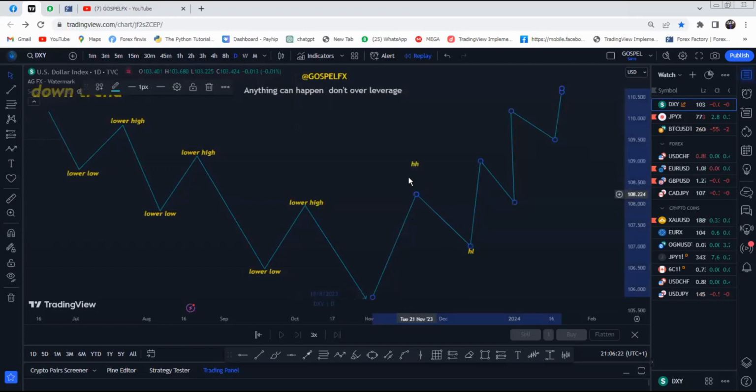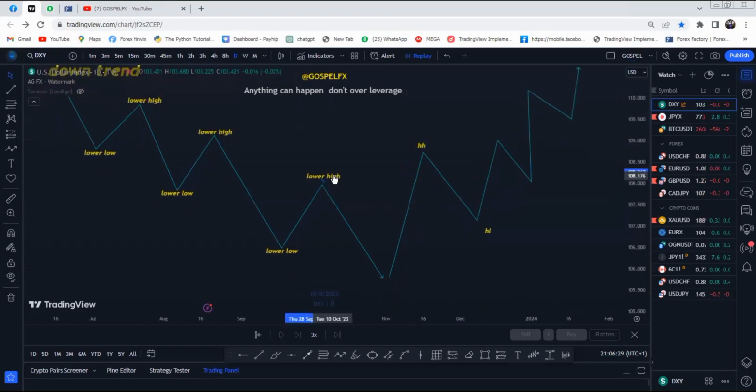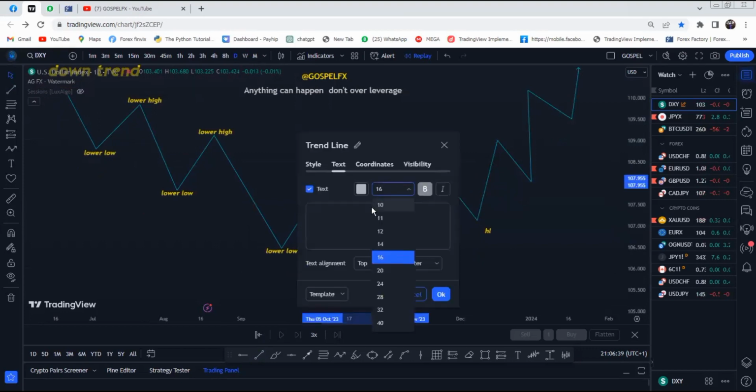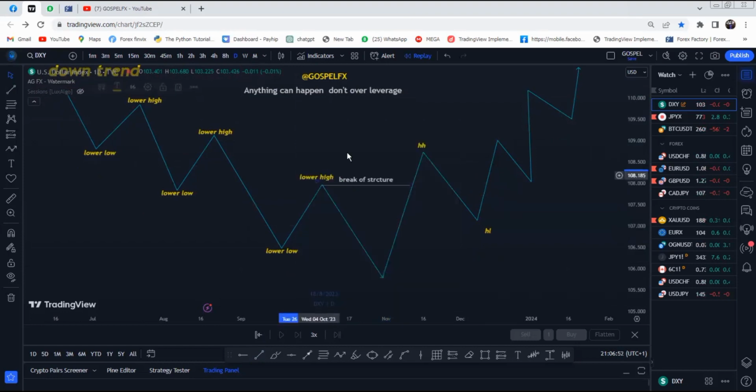So now, if the market is not in a downtrend, it should either be in an uptrend or ranging. Now, when you have a downtrend and you notice the market comes back up to break a lower high, like it did from here, this break can be called a break of structure. So we are having a break of structure now.